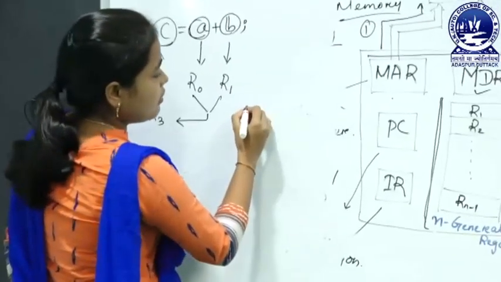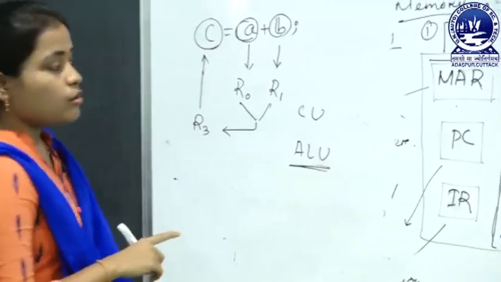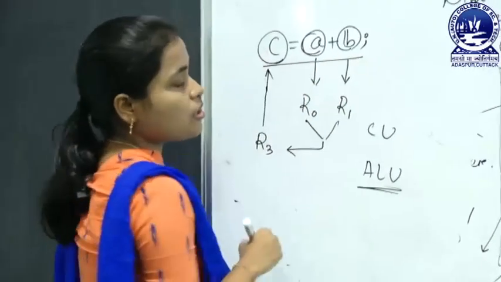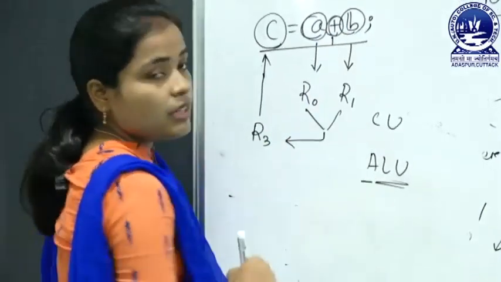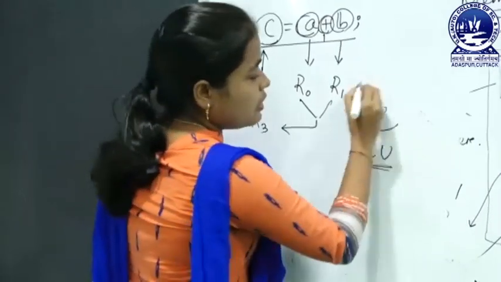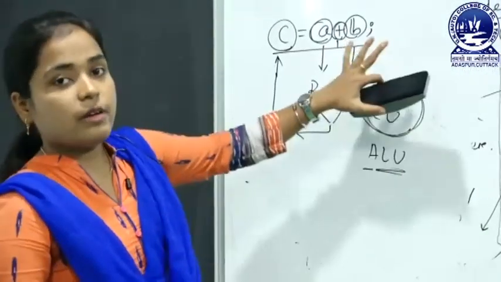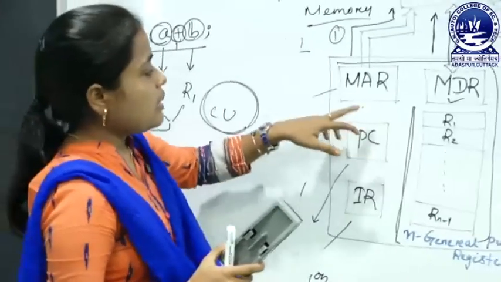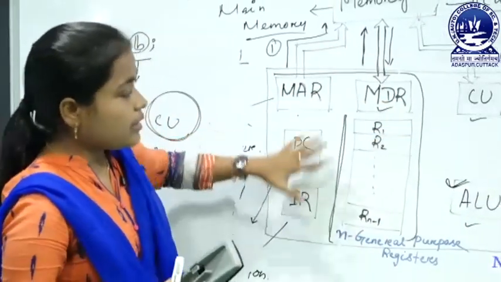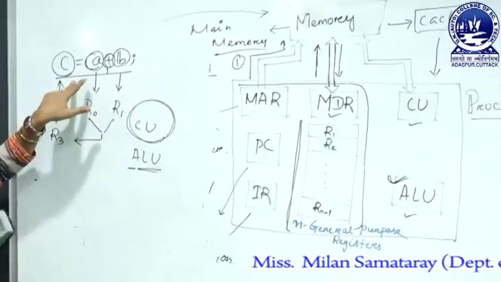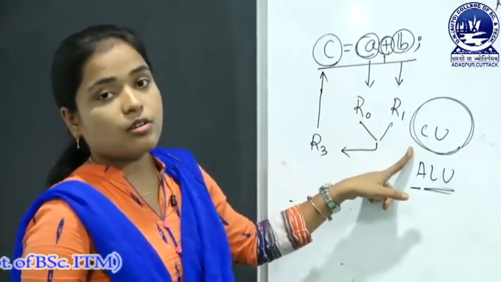And next one is our CU and ALU. The ALU is used to do the operations; in this instruction the operation is addition, so it will be performed in the ALU part. The control unit will control or coordinate all the operations which I have explained. That means, from the starting of MAR to memory and the completion of the overall execution of this instruction, all of these are controlled or coordinated by the control unit.